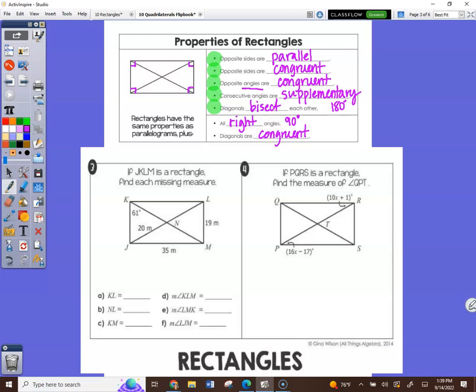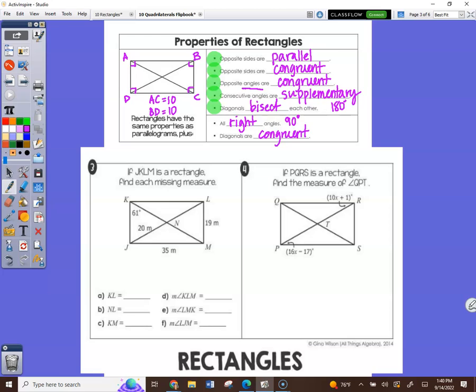And now to show that the diagonals are equal, I'm going to label it A, B, C, D, and I'm just going to make up a length. I'm going to say that the diagonal is 10. So if one diagonal, in this case AC, is 10, what's the other one? Also 10.